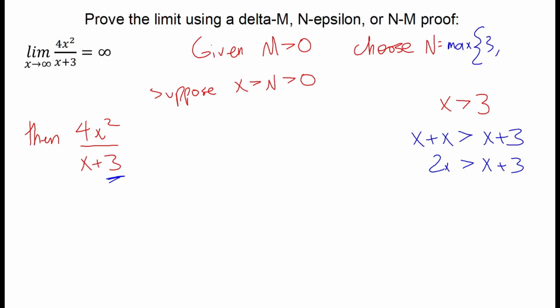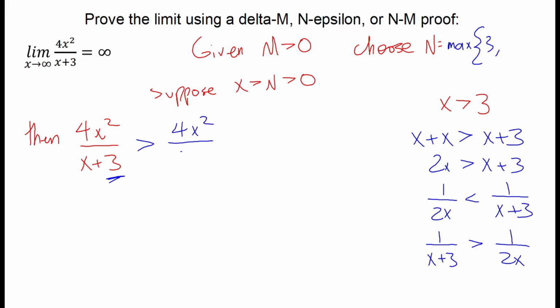So if 2x is greater than x plus 3, then that should tell us that 1 over 2x is less than 1 over x plus 3. If I write this the opposite way, 1 over x plus 3 is greater than 1 over 2x, if I just flip the sides and flip the inequality sign like we should. So this should be greater than 4x squared over 2x.